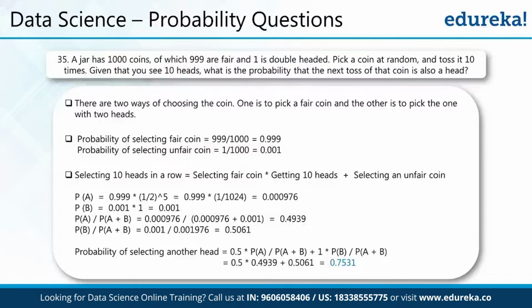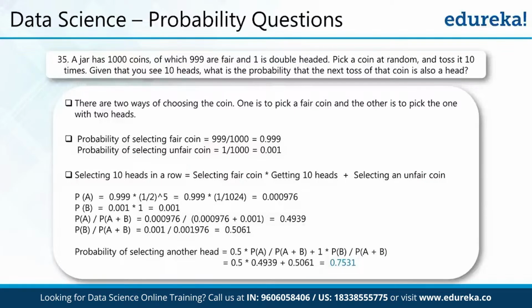So finally, with these two probabilities known to us, the probability of selecting one more head means that for the fair coin the probability is 0.5, which you already know. And for the unfair coin the probability is always going to be 1 because both sides are head. Both of these probabilities we just multiply with the probability of the fact that 10 heads have already been seen. So if you put this into one formulation, you will finally get the probability of selecting another head is 0.75.